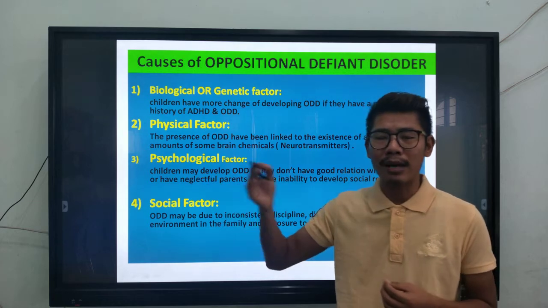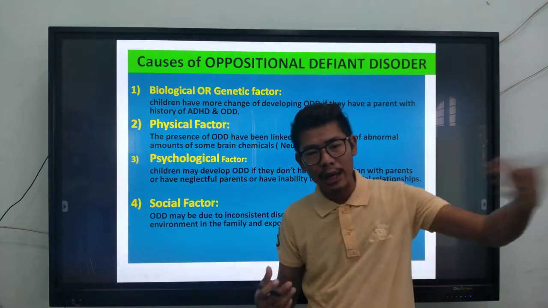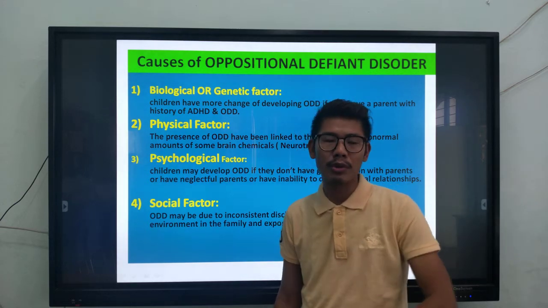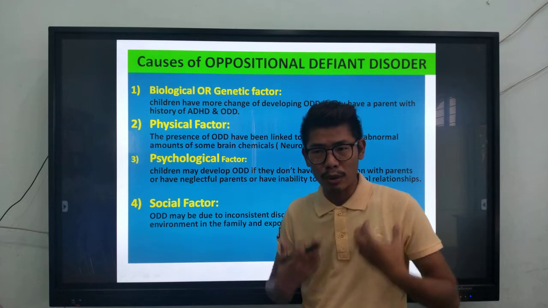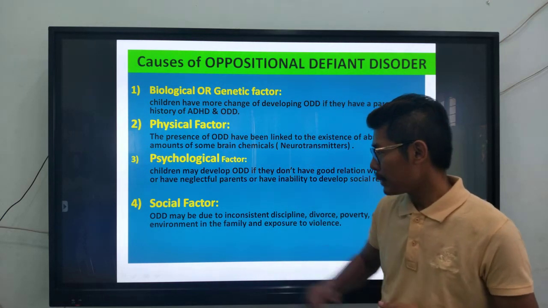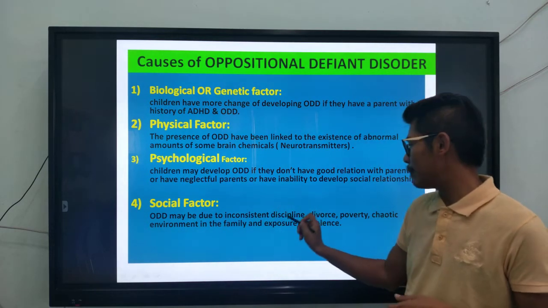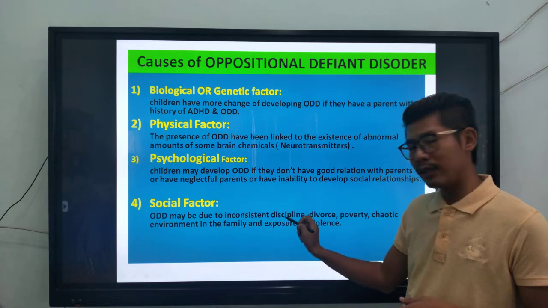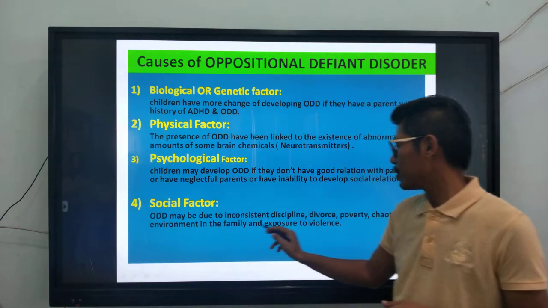Or maybe when your parents are very neglectful, or when you don't have good relations, you are always arguing with your parents. Your parents are always arguing with you, always blaming you, which will also cause you a problem of anger, and after that you are not able to manage these emotions in life. Social factor. Now, ODD may be due to inconsistent discipline, or divorce, poverty, chaotic environments in families, and exposure to violence.